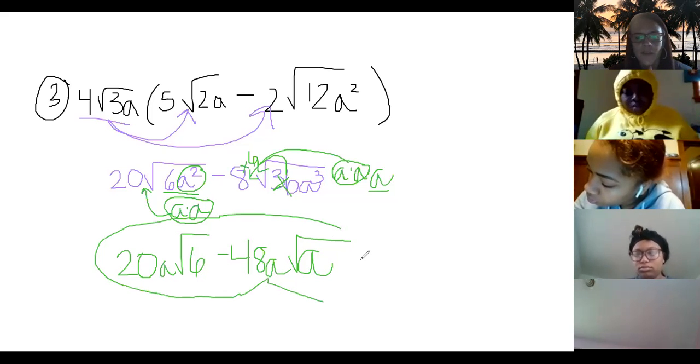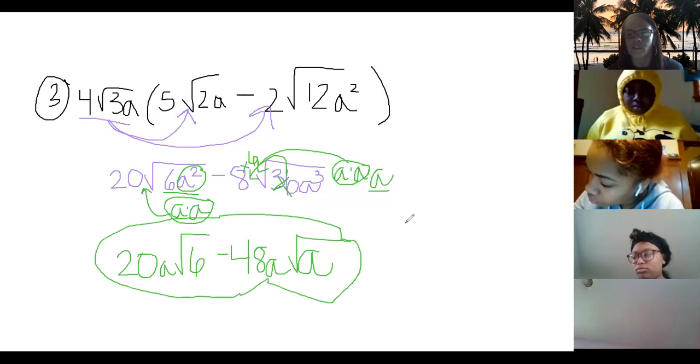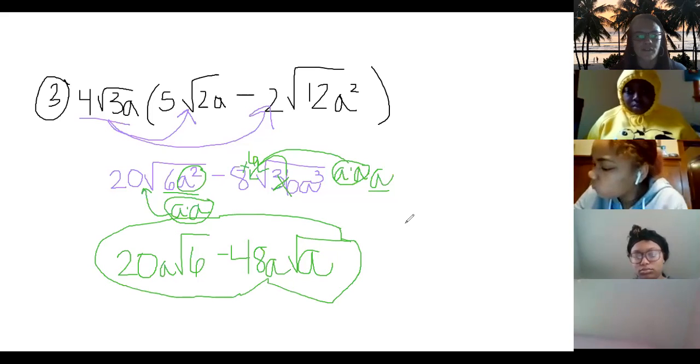Okay, so the multiplying wasn't the problem. It was just simplifying the variables. Otherwise, you guys did a good job with breaking out the whole numbers. It was just the variables, just forgetting how to do that.